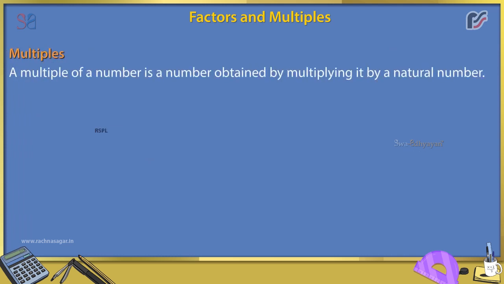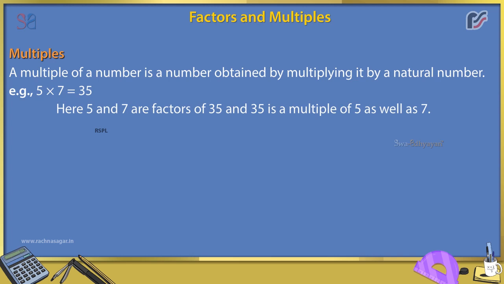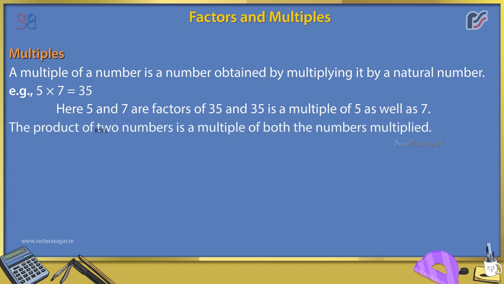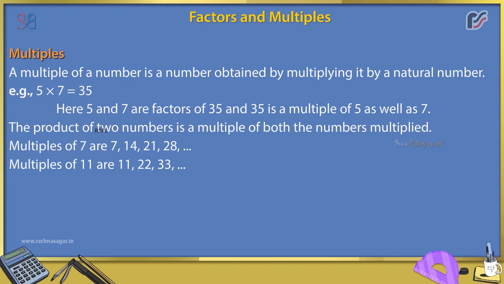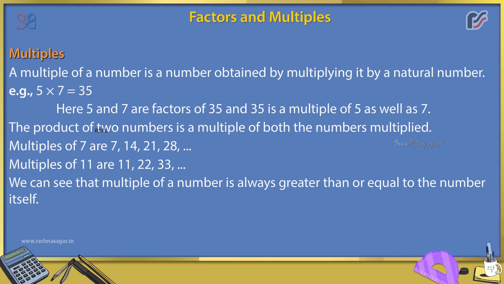Multiples. A multiple of a number is a number obtained by multiplying it by a natural number. Example, 5 multiplied by 7 is equal to 35. Here, 5 and 7 are factors of 35 and 35 is a multiple of 5 as well as 7. The product of two numbers is a multiple of both the numbers multiplied. Multiples of 7 are 7, 14, 21, 28 and so on. Multiples of 11 are 11, 22, 33 and so on. We can see that a multiple of a number is always greater than or equal to the number itself.